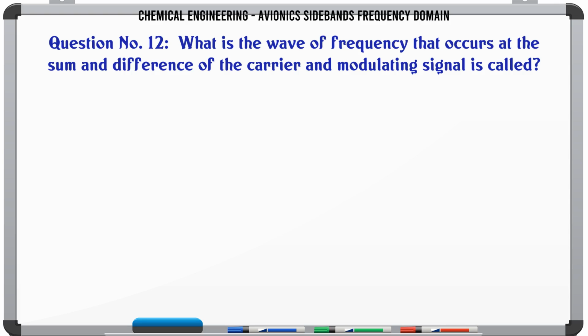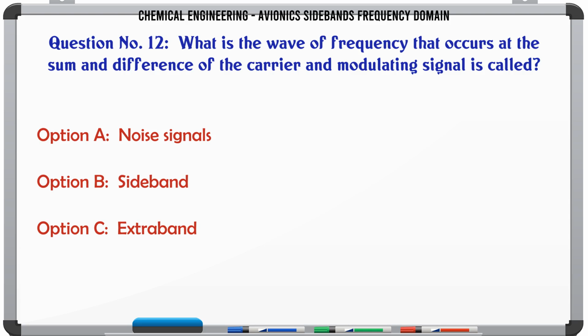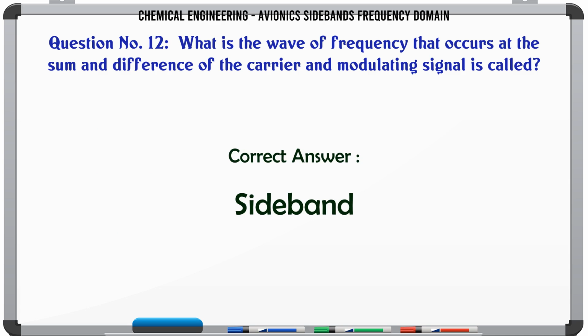What is the wave of frequency that occurs at the sum and difference of the carrier and modulating signal called? A: noise signals, B: sideband, C: extraband, D: neutral band. The correct answer is sideband.